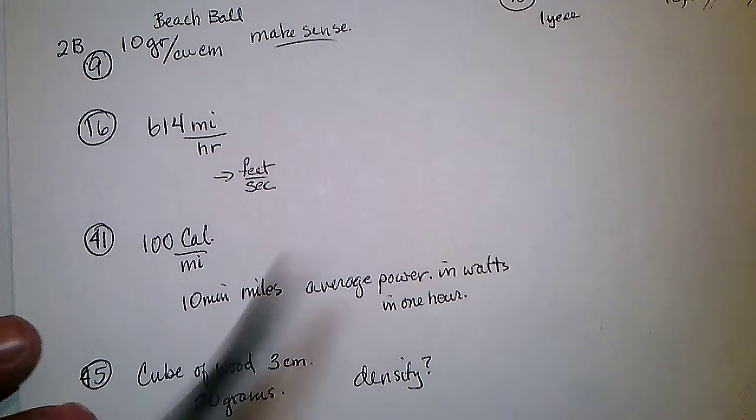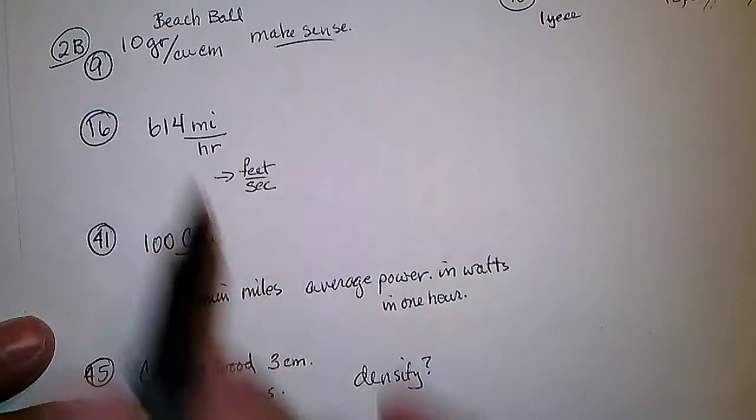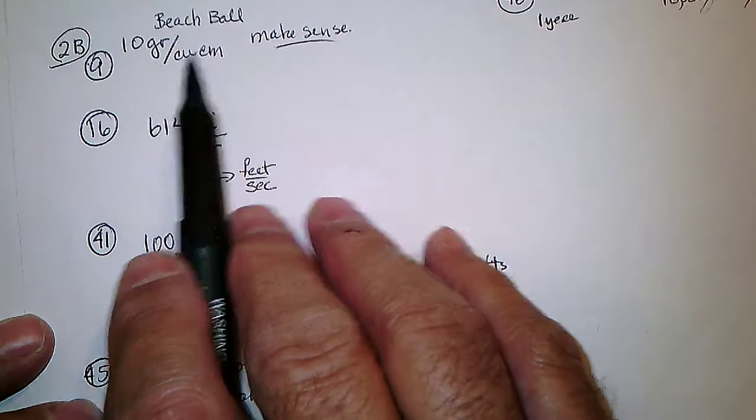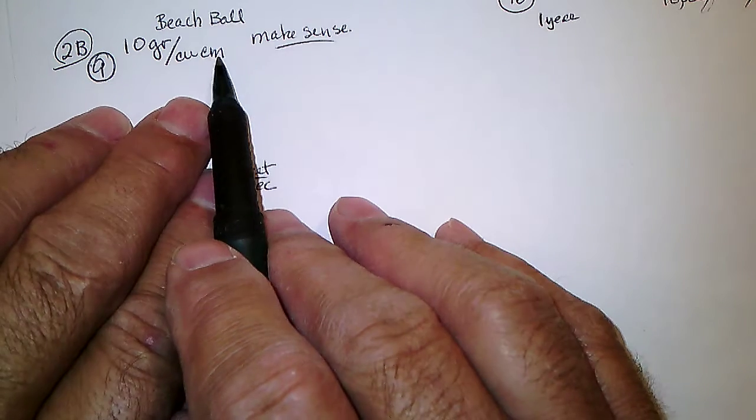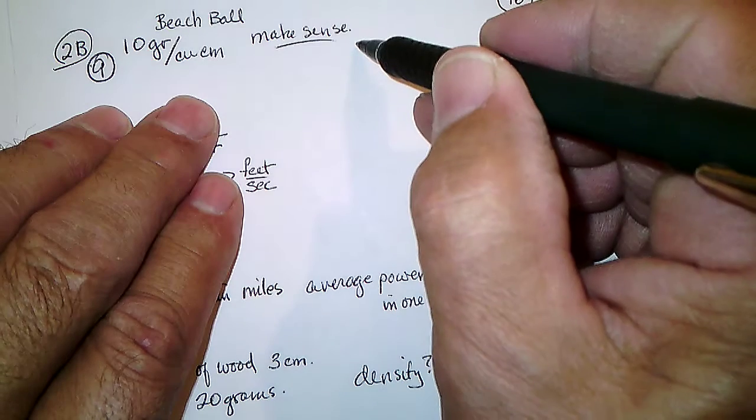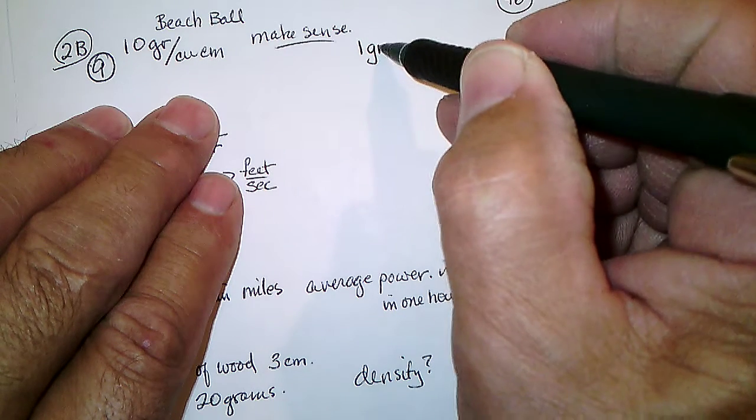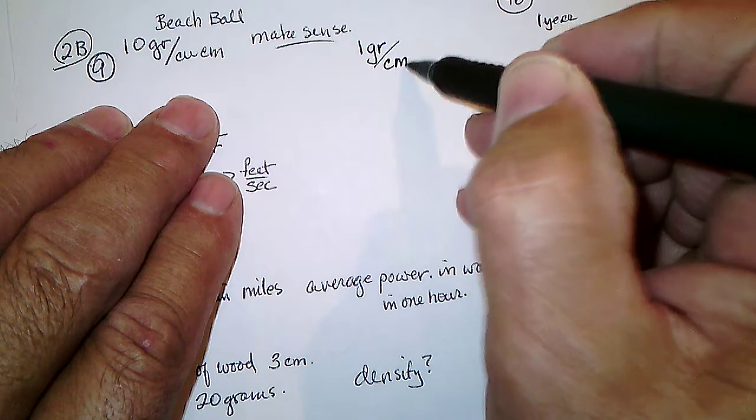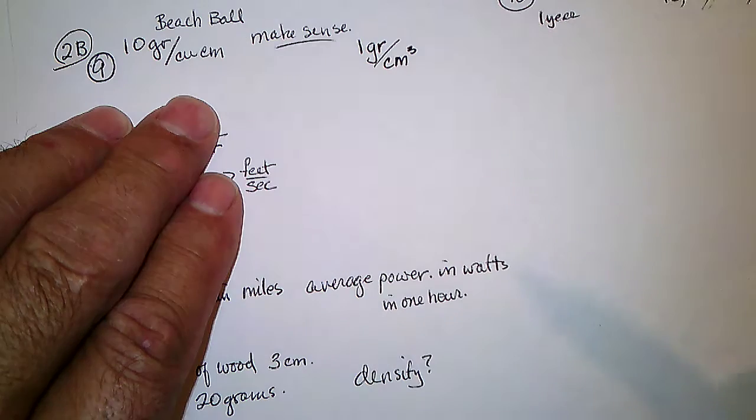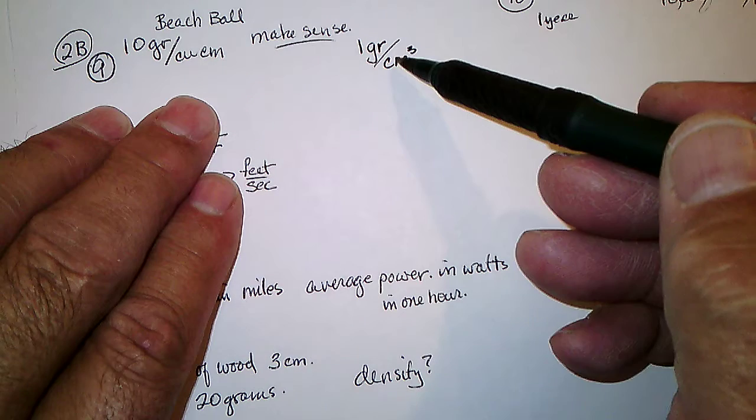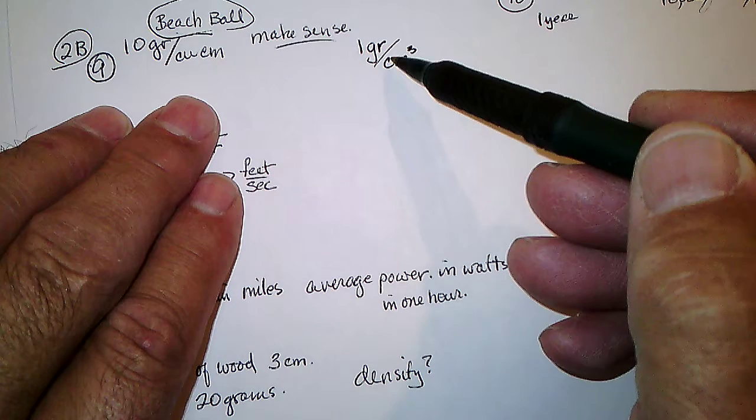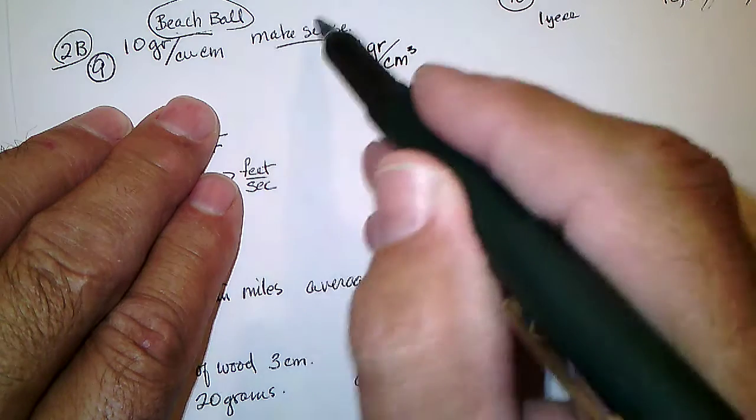Some of the questions that were left on 2B. First of all, it says, does it make sense that a beach ball would have 10 grams per cubic centimeter? So what is the density of water? Well, that's 1 gram per centimeter cubed. So if a beach ball was 10 grams per centimeter cubed, then it would be 10 times as heavy as water. And I don't think a beach ball would be 10 times heavier than water, so this does not make sense.